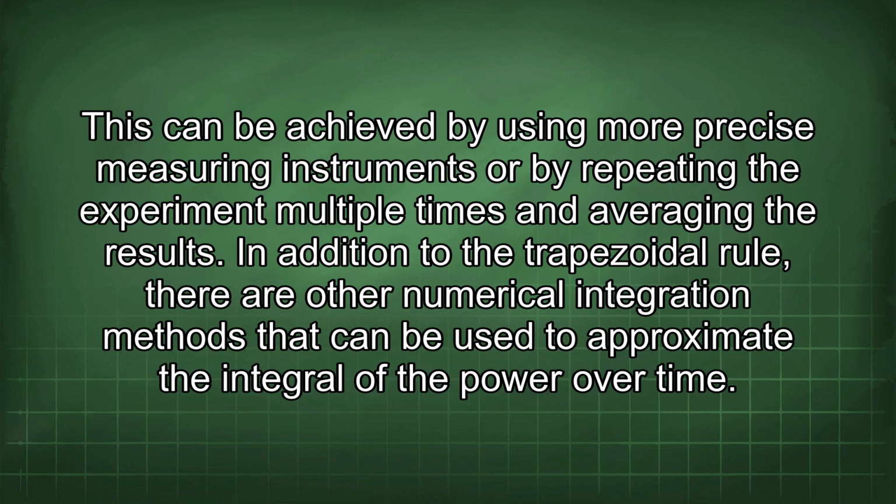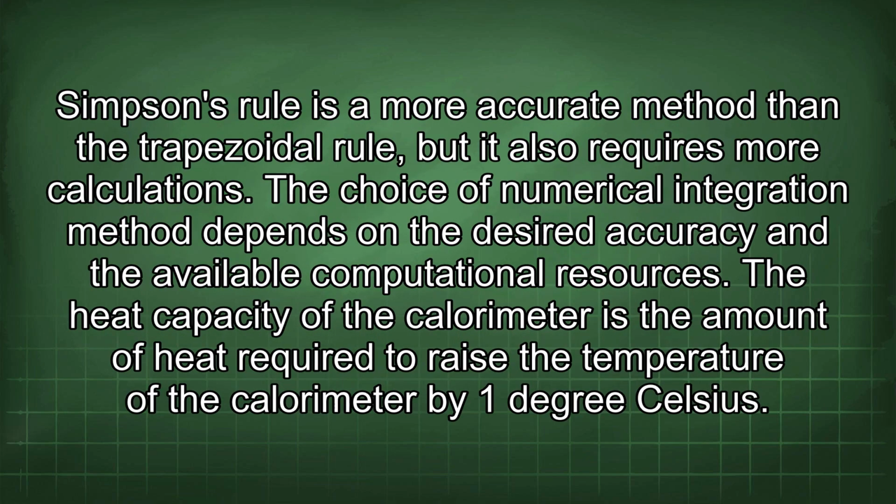If the uncertainty in the results is too large, it may be necessary to improve the accuracy of the measurements. This can be achieved by using more precise measuring instruments or by repeating the experiment multiple times and averaging the results. In addition to the trapezoidal rule, there are other numerical integration methods that can be used to approximate the integral of the power over time. Simpson's rule is a more accurate method than the trapezoidal rule, but it also requires more calculations. The choice of numerical integration method depends on the desired accuracy and the available computational resources.